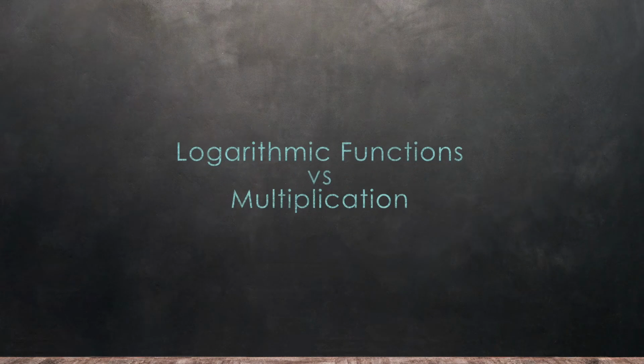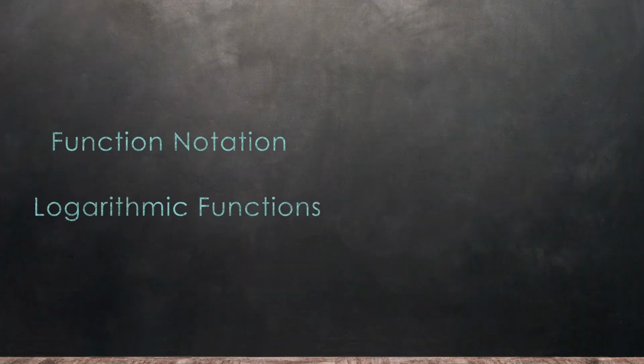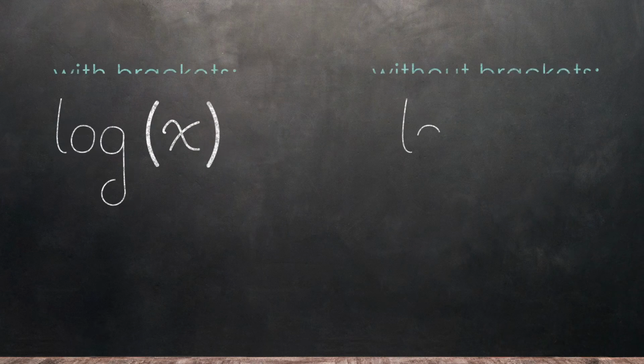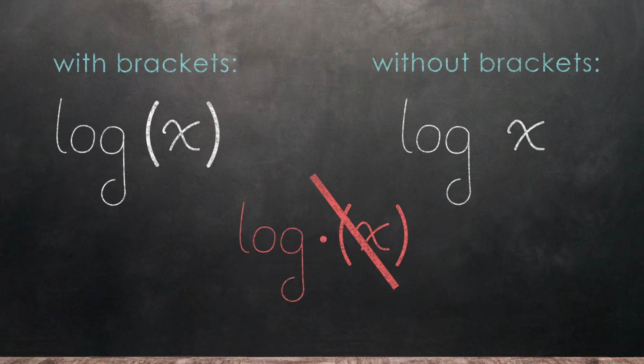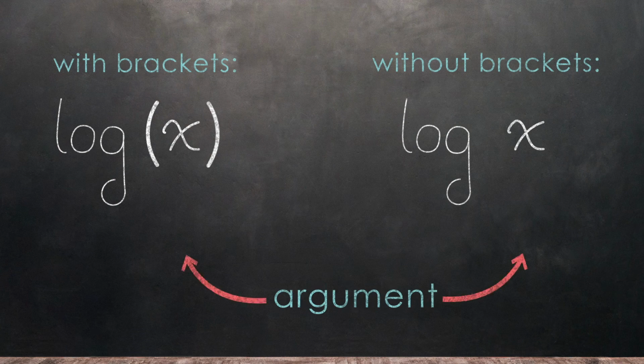Logarithmic functions versus multiplication. Like function notation, multiplication is confused with logarithmic functions since they use a similar notation. Consider the basic logarithmic function log of x. There are two ways that this function can be presented, with or without brackets. Both versions mean the same thing. However, this does not mean we are multiplying log by x. Like function notation, the x is the argument of the logarithmic function.